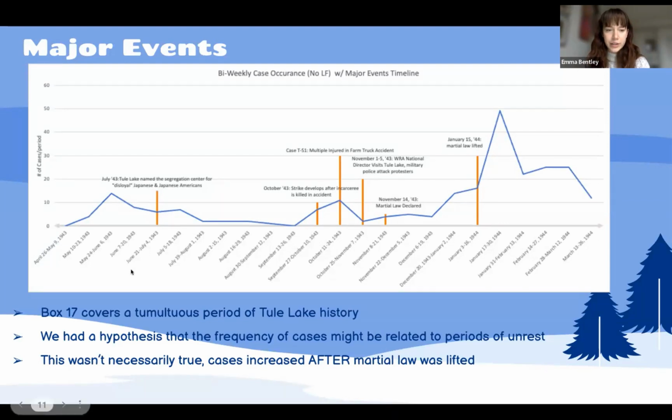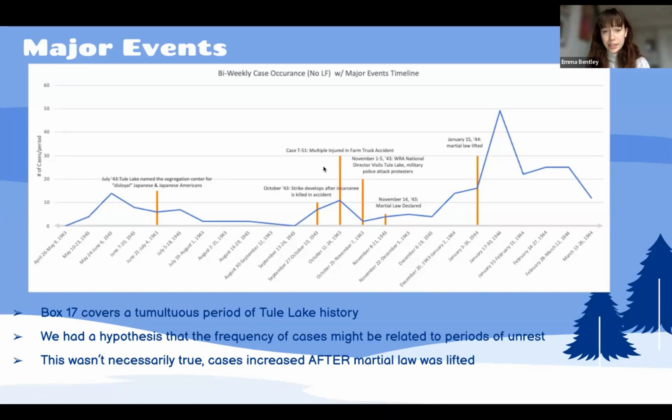But you can see over in July, that is when Tule Lake was named a segregation center. We don't really see any major movements in our number of cases around then. One of the interesting things that you can see a little bit later in October of 43, over the course of the month, strikes and labor agitations developed after an incident in which a farm worker was killed in an accident. We actually did have the police report from that in our boxes.